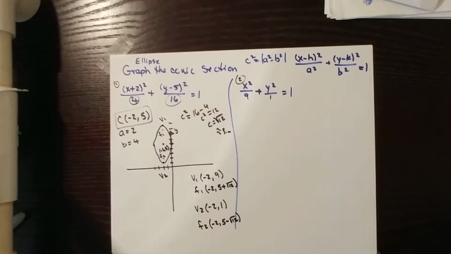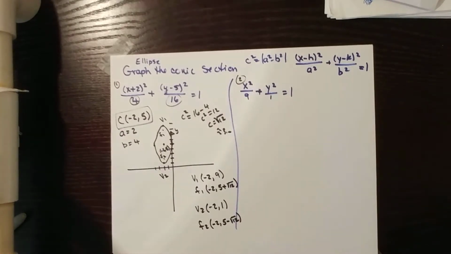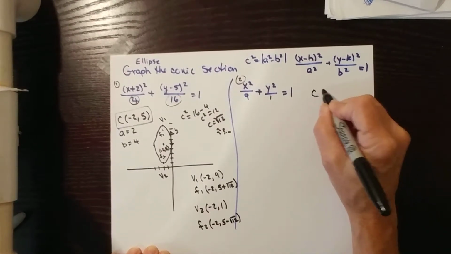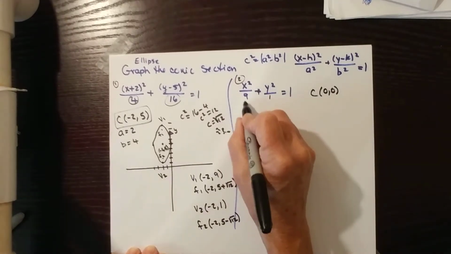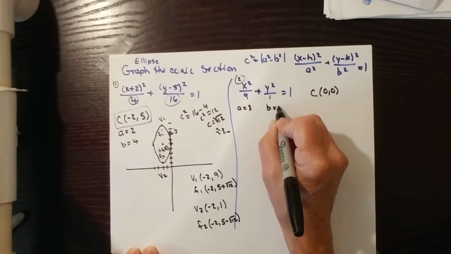We have x squared over 9 plus y squared over 1 is 1. This is also an ellipse, so we recognize it's an ellipse because 2 things are being squared and there's a plus in the middle and it's in the form of it. What looks different here is I don't see an x minus something, a y minus something. So what that simply means is that the center is occurring at the origin. That's what that means. A squared is 9, so A is 3. B squared is 1, so B is 1.